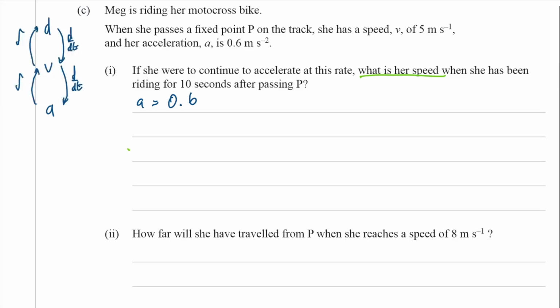So again, we are given acceleration. To find speed, we anti-differentiate. So velocity is 0.6t, right? Instead of dealing with x in a kinematics problem, we deal with time. So the antiderivative of 0.6 is 0.6t.